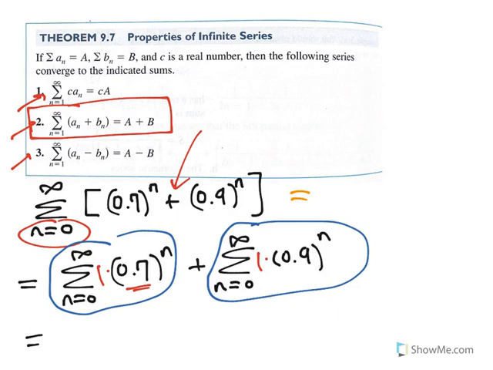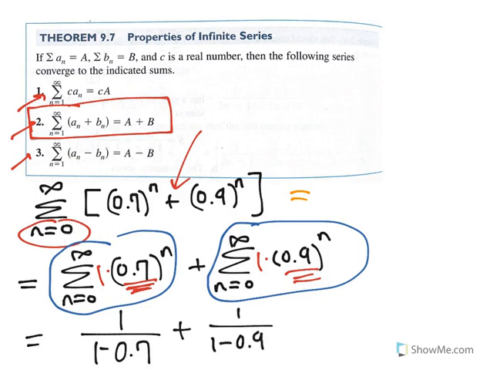So each of these series are geometric series, and because the absolute value of the common ratio is between 0 and 1, we know that each geometric series will converge. And furthermore, a convergent geometric series will have the sum a over 1 minus r. And in the first series, a is equal to 1 and r is 0.7. And in the second series, a is equal to 1 and r is 0.9.